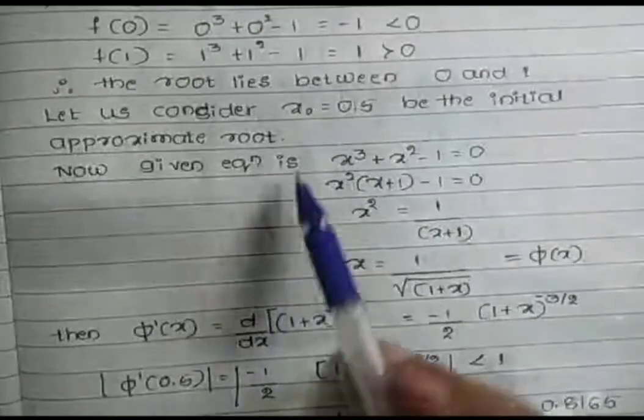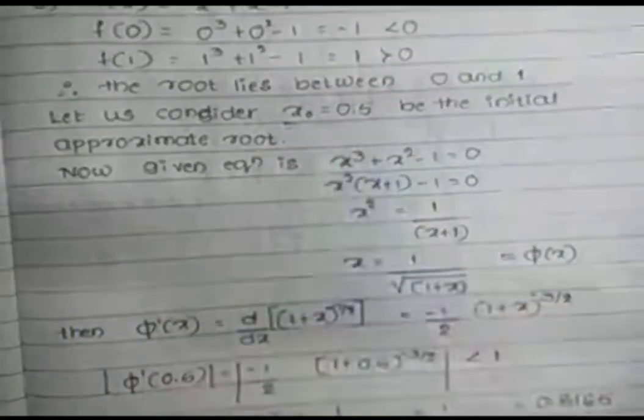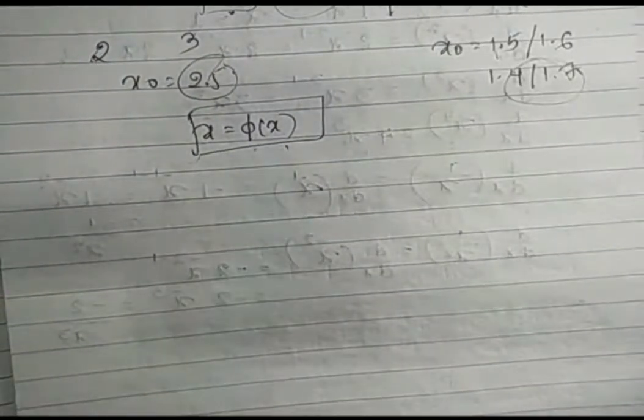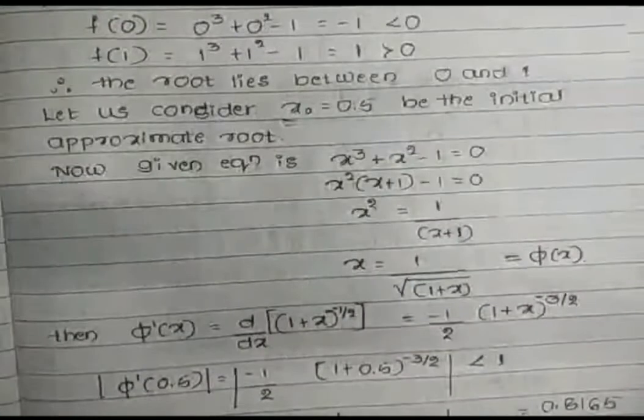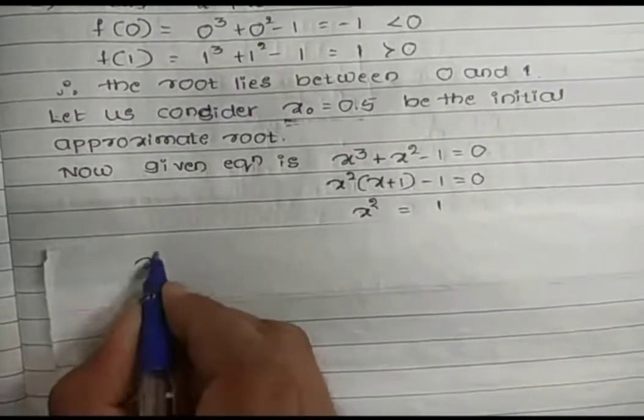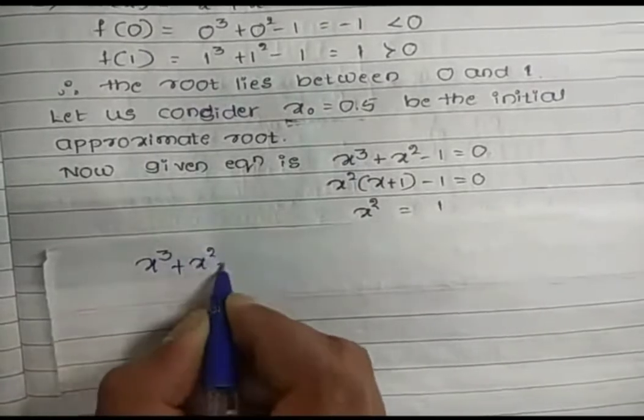The first important step is considering the x naught value, and the second important step is that the given equation we need to express in the form of x is equal to pi of x. Now, how can we reduce it to the form x is equal to pi of x? Observe here, the given equation is x cube plus x square minus 1. We can express this in the form of pi of x in three different ways.